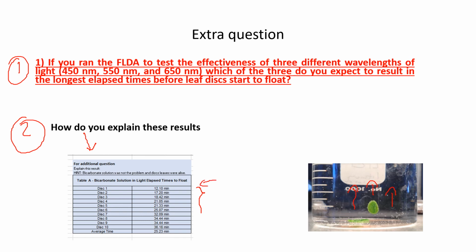Here, the timing that you find here. And there is a hint: there is no problem with the leaves, there is no problem with the bicarbonate solution, and they were definitely exposed to light. But how do you explain the different times that you find here? I want you to make a hypothesis and try to support your hypothesis with how you would test those experiments. Okay, and this is all that you have to do.